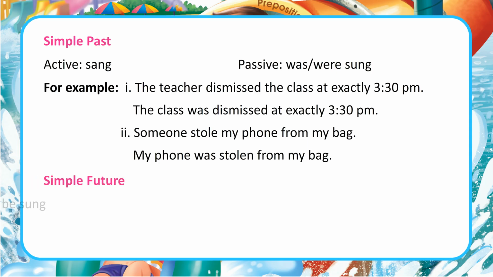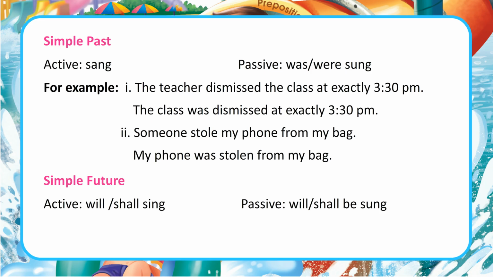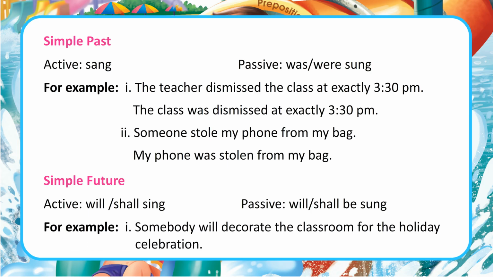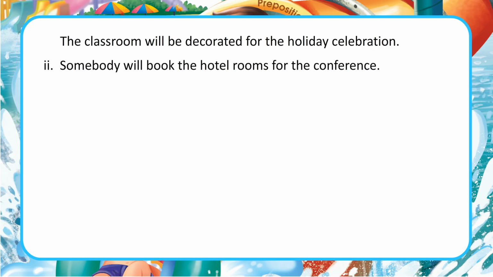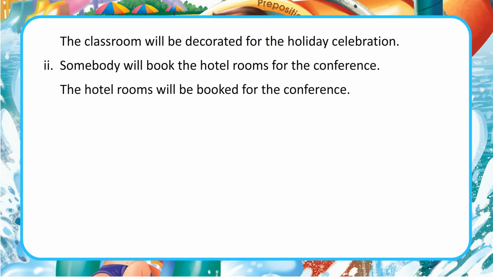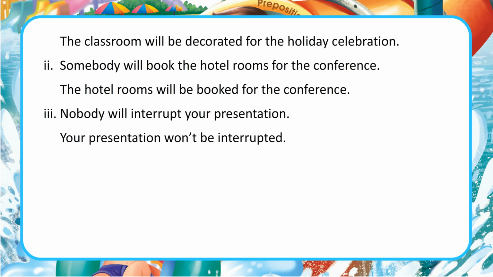Simple future. Active, will/shall sing. Passive, will/shall be sung. For example, somebody will decorate the classroom for the holiday celebration. The classroom will be decorated for the holiday celebration. 2. Somebody will book the hotel rooms for the conference. The hotel rooms will be booked for the conference. 3. Nobody will interrupt your presentation. Your presentation won't be interrupted.